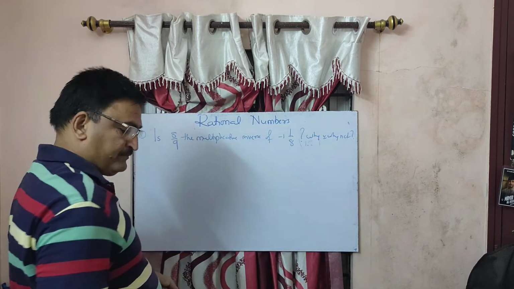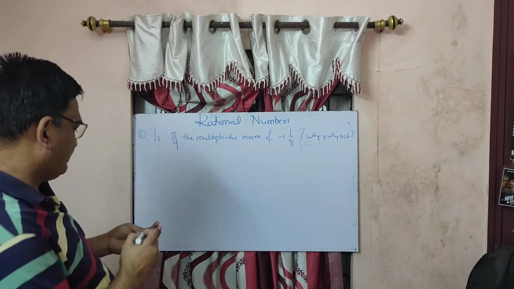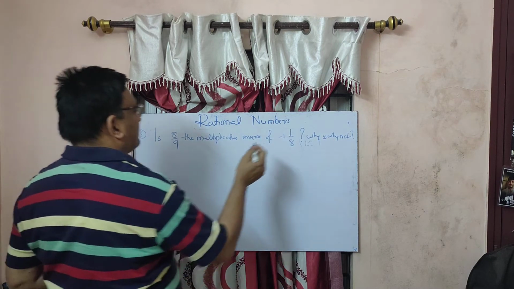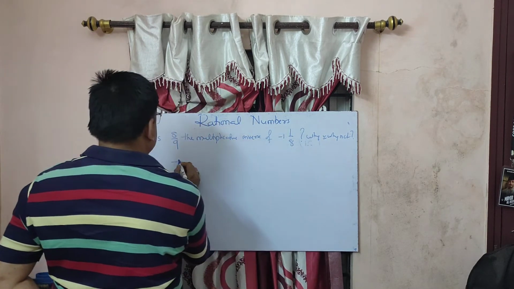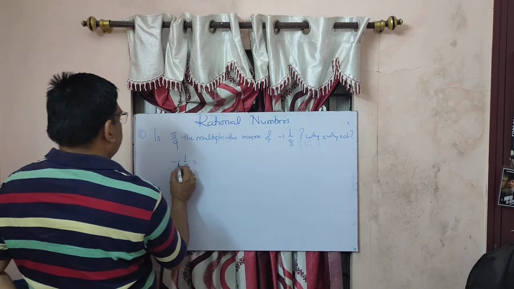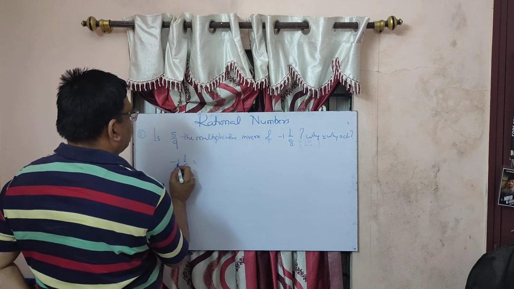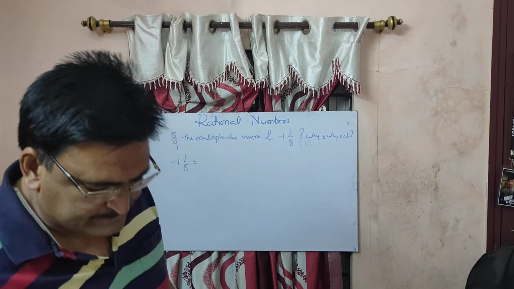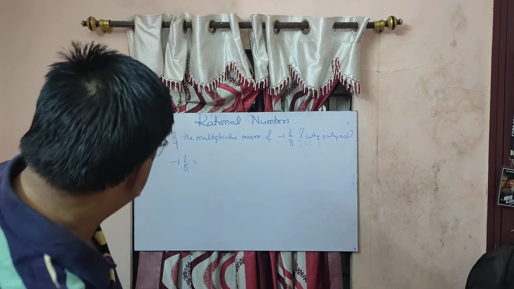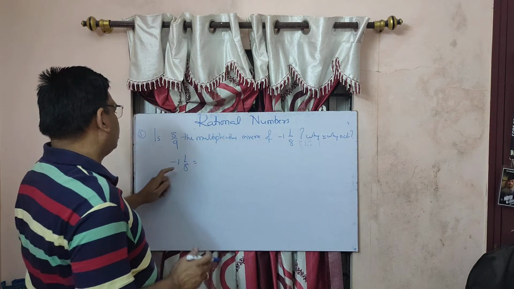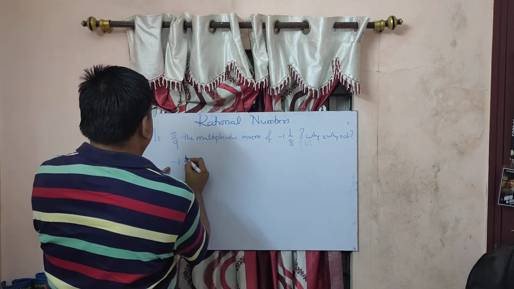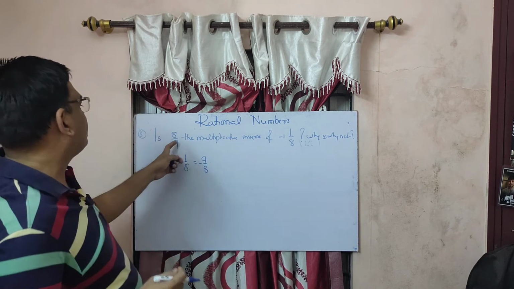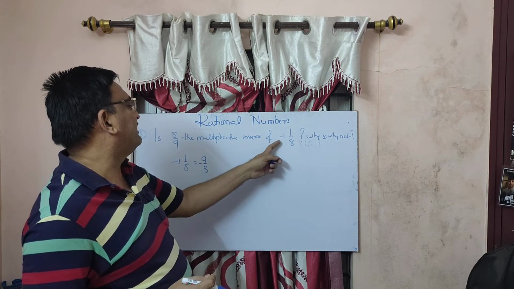Okay. Now, is 8 upon 9 the multiplicative inverse of minus 8 upon 1? See, you can multiply this. Minus 1, 1 upon 8. 8 ones are 8, minus 8, plus 1. How much is it? 8 ones are 8, 8 plus 1, 9. So 9 upon 8. Now the question is, is 8 upon 9 the multiplicative inverse of minus 1 upon 8?